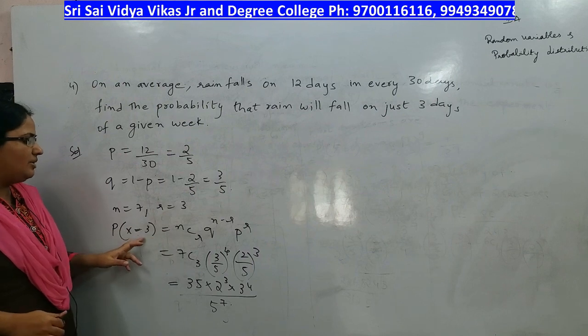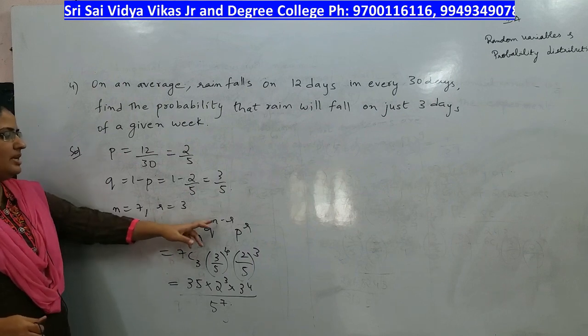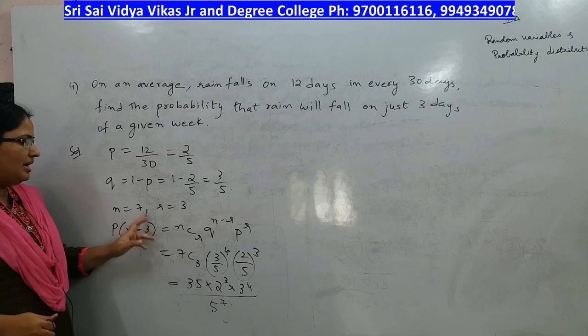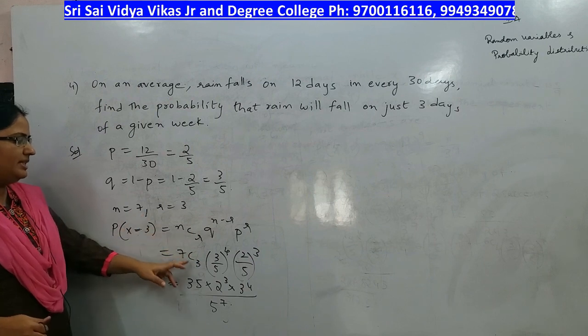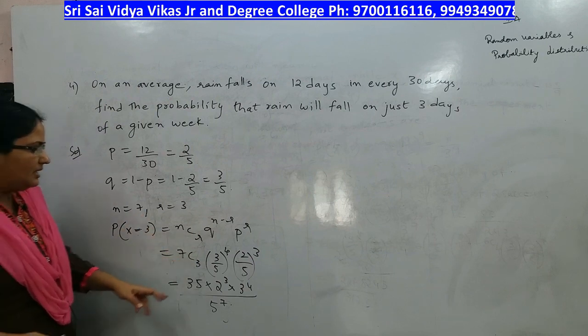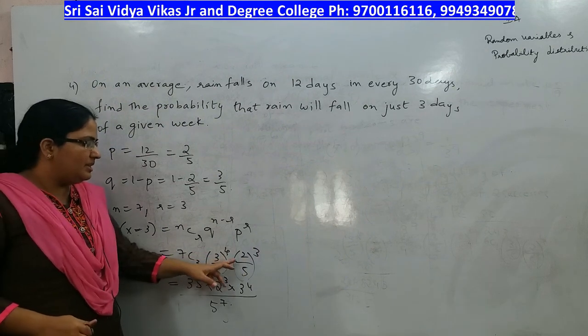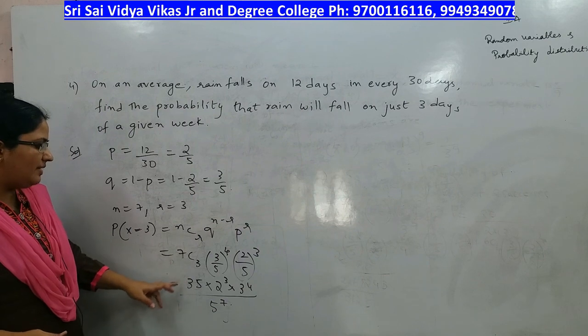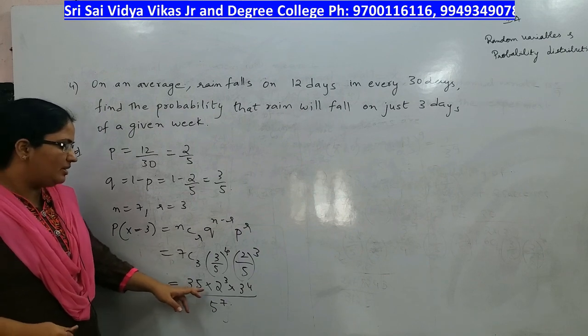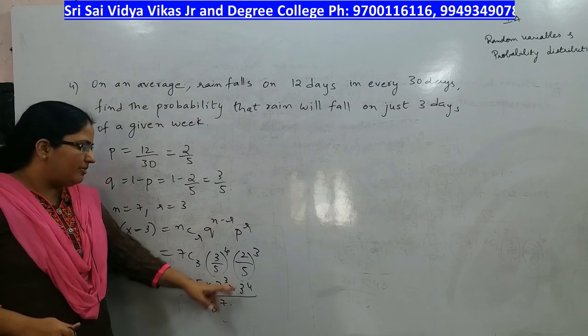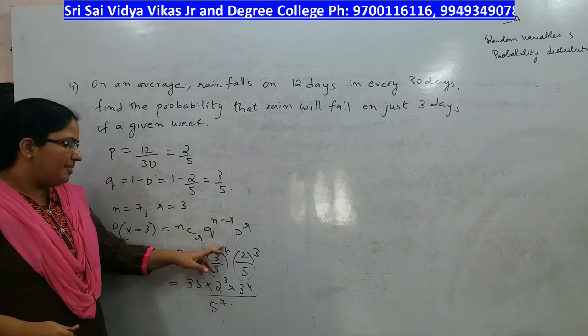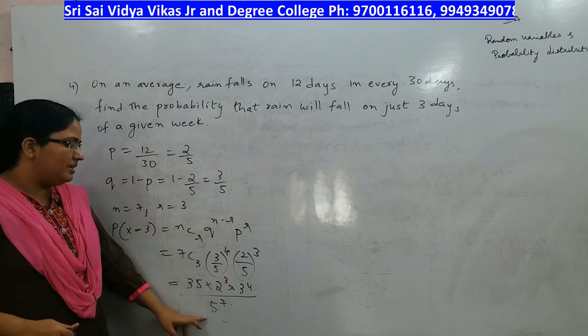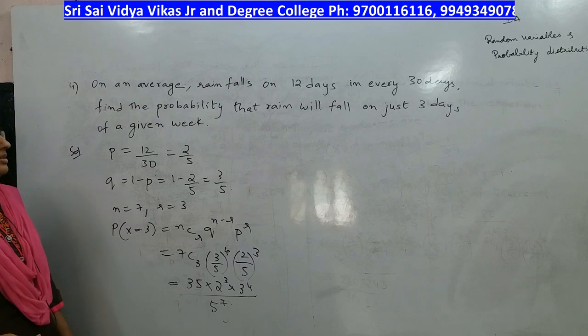P of x is equal to 3 is NCR, Q power N minus R, P power R. N value is 7, R value is 3, so 7C3, 3 by 5 whole power 7 minus 3, 2 by 5 whole cube. 7C3 value is 35, so you have 35 into 2 cube into 3 power 4, over 5 power 4 into 5 power 3 is 5 power 7. That is what you have here.